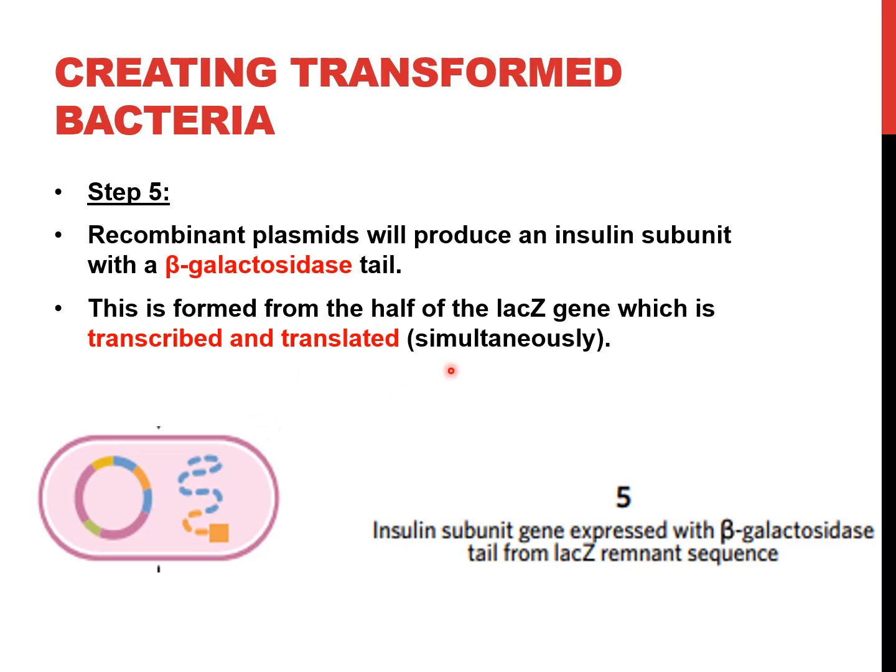This is formed from the half of the LAC-Z gene, which is transcribed and translated. All right, obviously simultaneously, because that's what occurs in prokaryotes, such as Escherichia coli. And yeah, so we're going to have essentially insulin subunit B, which is the orange part, and then we also have a connected beta-galactosidase tail.